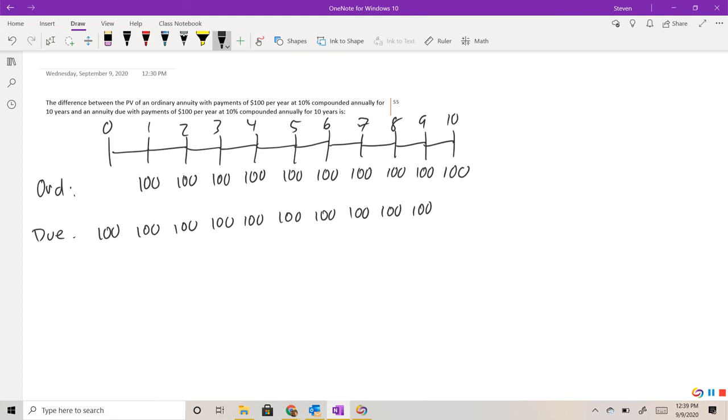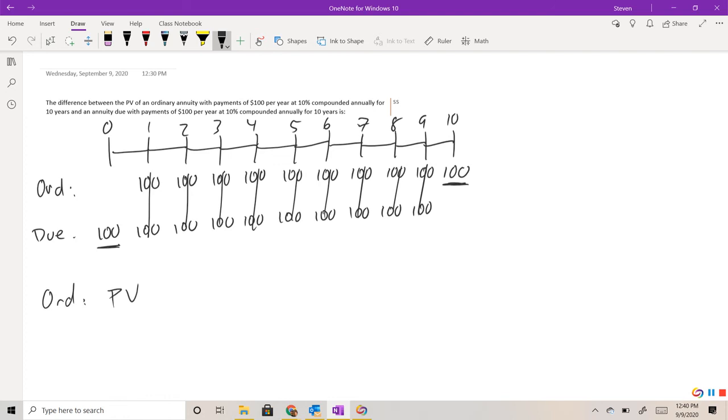Since we're just looking for the difference between the present value of these two cash flow streams, we only need to worry about the cash flows that are different. The ones that are the same, if we're going to subtract the present value of one from the other, a lot of these are going to cancel out. The present value of the cash flows at the end of year 1 would cancel out, since they're exactly the same. Same for the end of year 2, 3, 4, 5, 6, 7, 8, and 9. So the only difference in the present value of these two cash flow streams is going to come from the differences in the present value of those two cash flows.